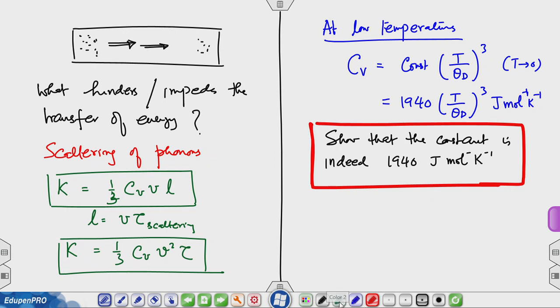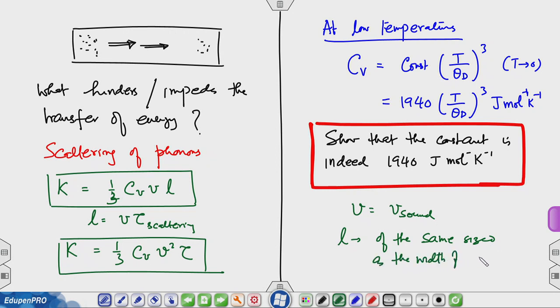And V is V sound. What about L? L is going to be of the same size as the width of the sample, if there is no other scattering mechanism, and we will see that there is indeed no other scattering mechanism.